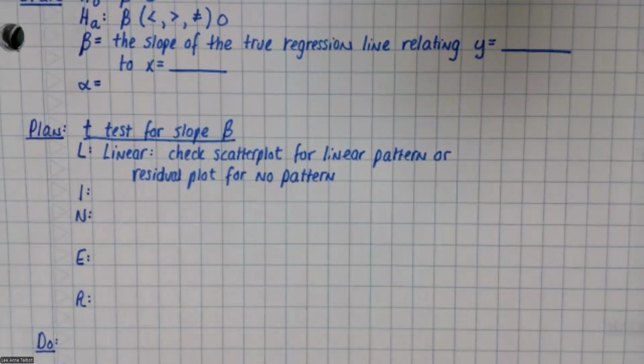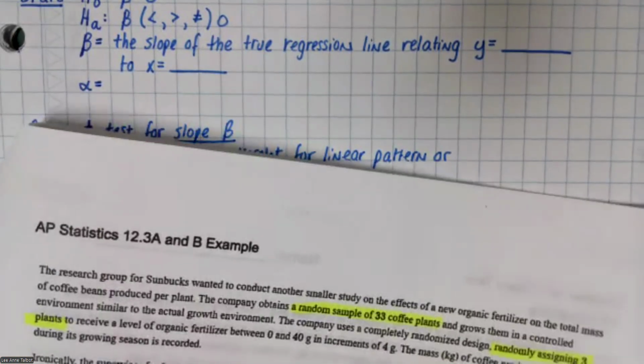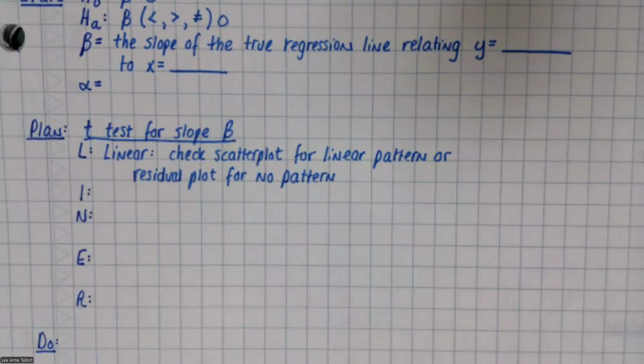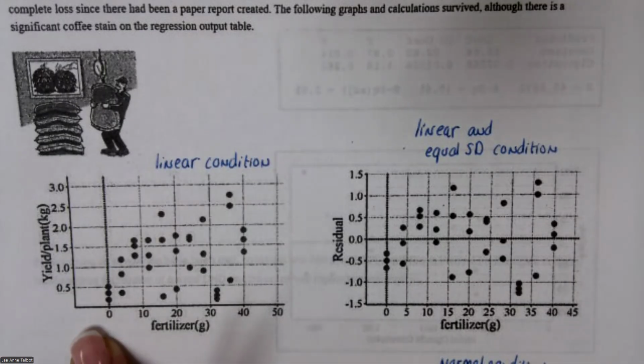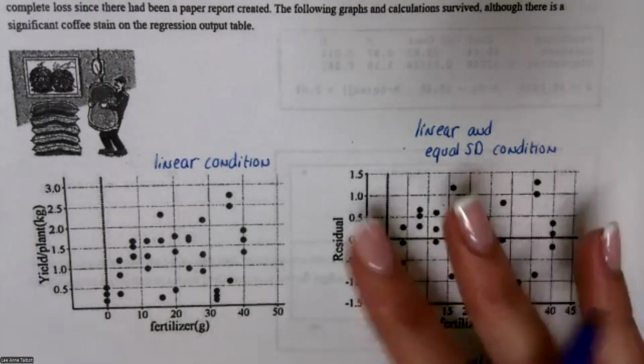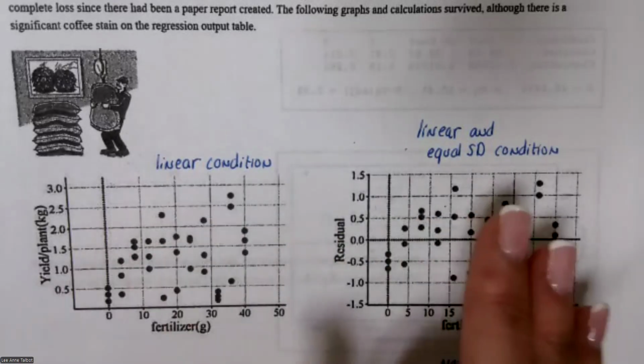Okay, so I'm gonna go back to this resource page in your packet. We already labeled everything almost on it, but I want to remind you, you can either say scatter plot shows a linear pattern. This one's pretty terrible, but I don't really see like a curve. This one is actually better. The residual plot shows no pattern. You don't have to say both of them, just either one, but you can use either one for the linear condition.